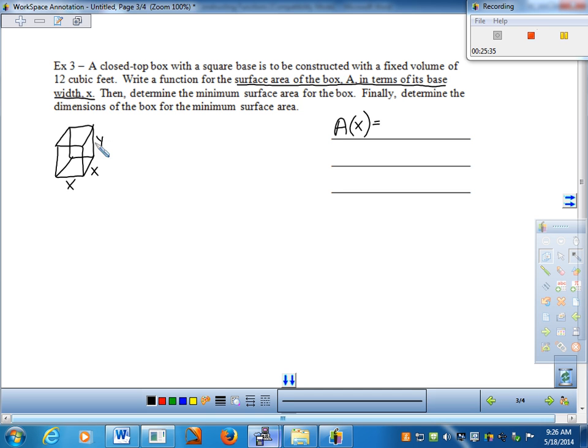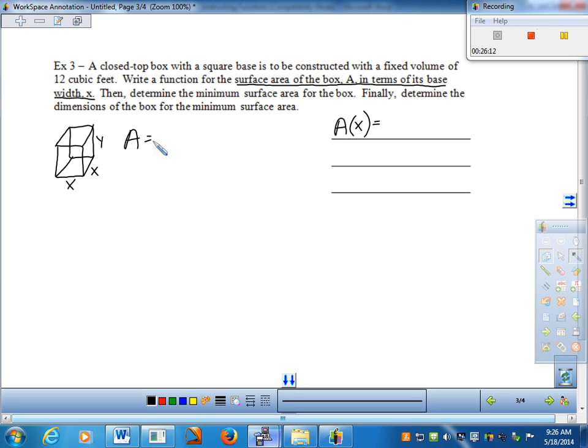So this sort of begs the question. If I need to write a function for area in terms of X, what is the surface area of this box? I think that's where we want to start. If I have to write a function for the surface area, I might as well at least see what the surface area of this box is.